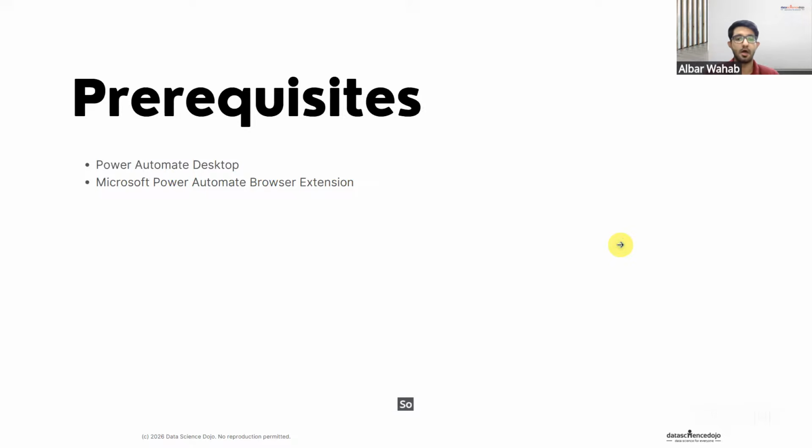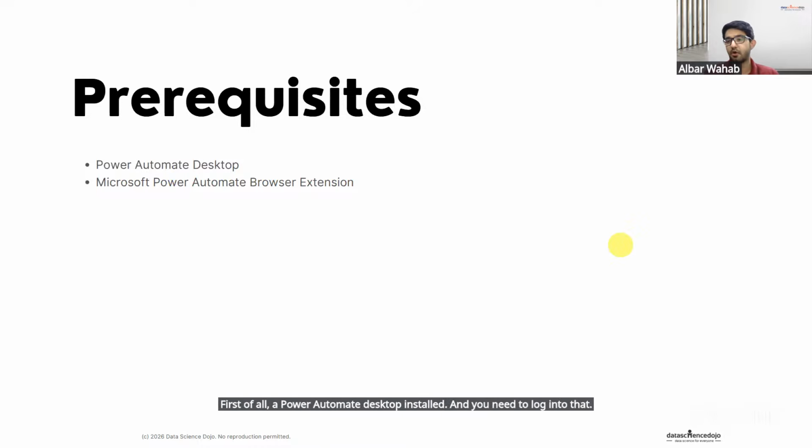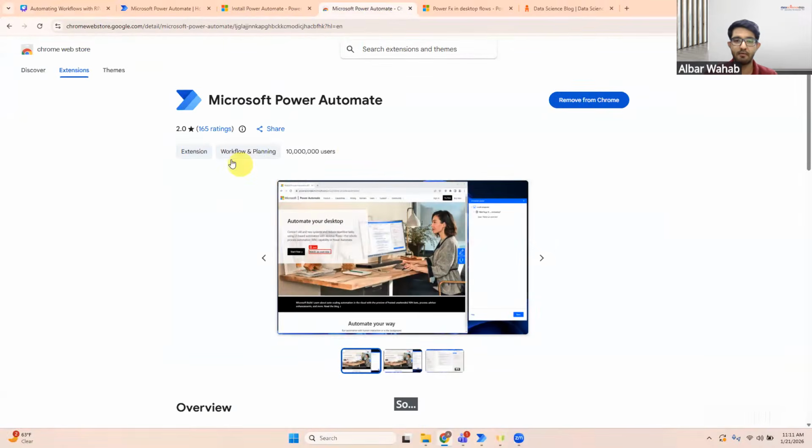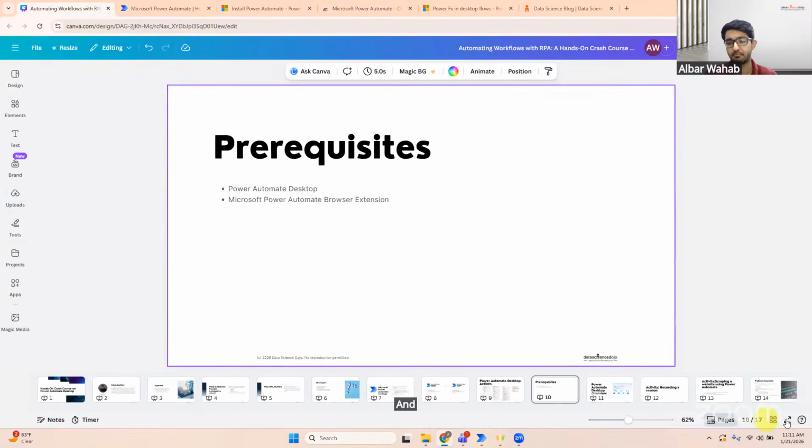If you would like to follow along with the hands-on activity, first of all you have to make sure that you have Power Automate Desktop installed, and you need to log into it with your Microsoft account. The other thing would be to have the Microsoft Power Automate browser extension. For example, this one is for Chrome, and you can do automation within your Chrome browser. Similarly, there's one for Edge, and any other browser might have its own extension. This is much faster than using your typical Windows interactions, so if you have this installed, it's going to make your browser automation much faster and better.